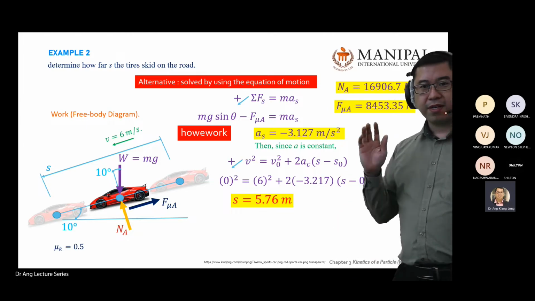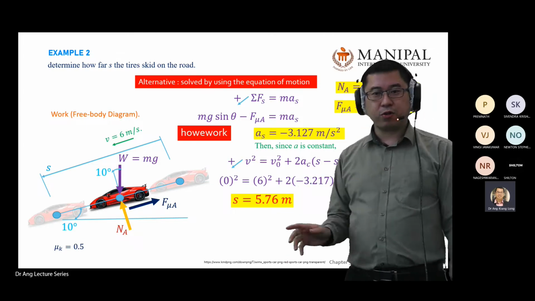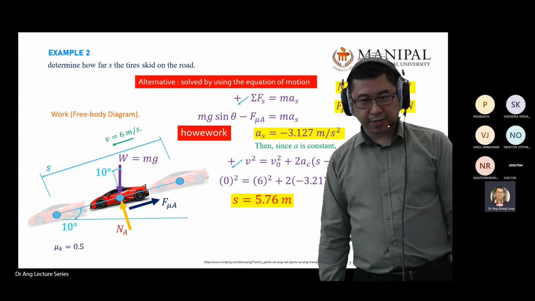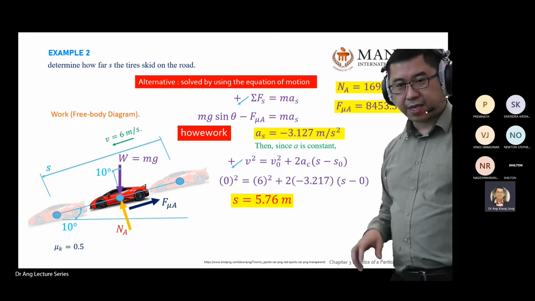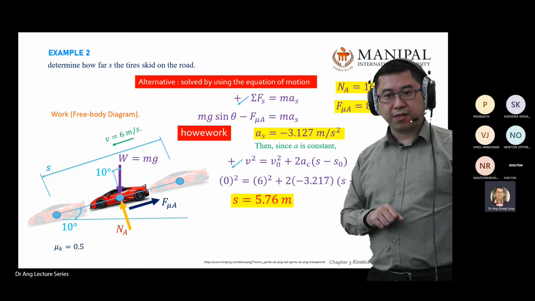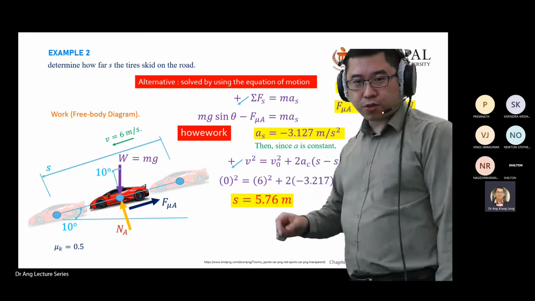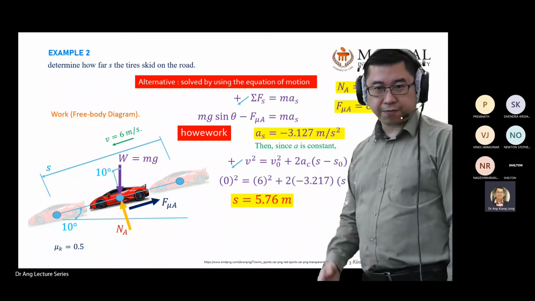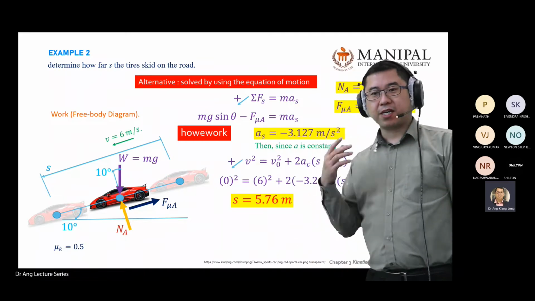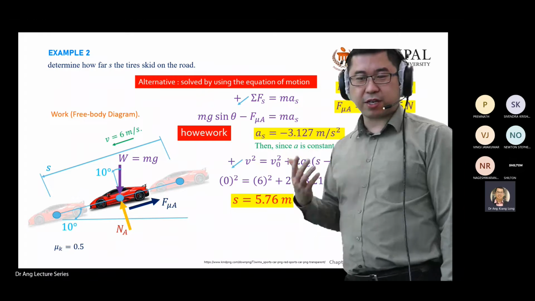Same question, different approach, you get the same answer. Okay? It depends on how the question asks you. The question can give you hints. Section A, use equation of motion to solve. Section B, use principle of energy and work to solve.